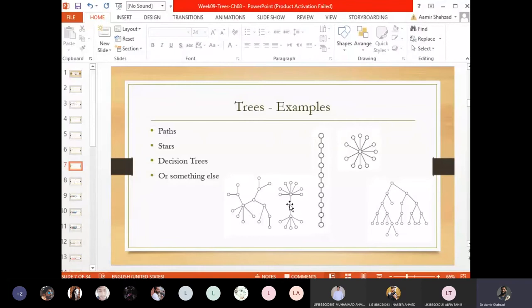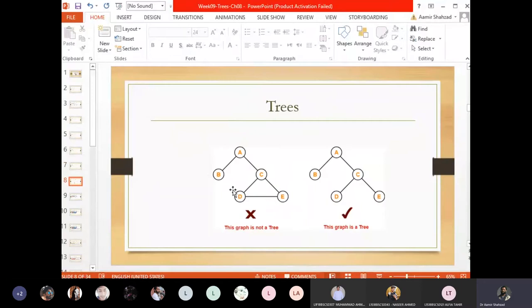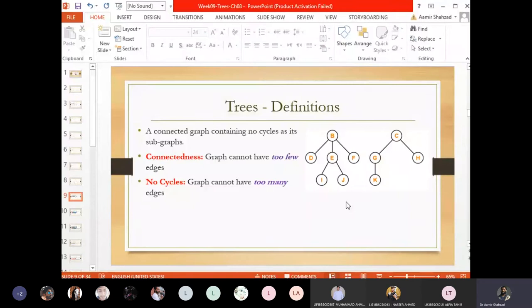You cannot find a closed path in it. For example, over here you can see on the left side we have a closed circuit, a closed cycle, a closed path. So this is not a tree. On the right side there are no closed paths, so this is a tree. Again I'm repeating the definition: a tree is a connected graph which contains no cycle as its subgraph. On the right side you can see two trees are drawn here.